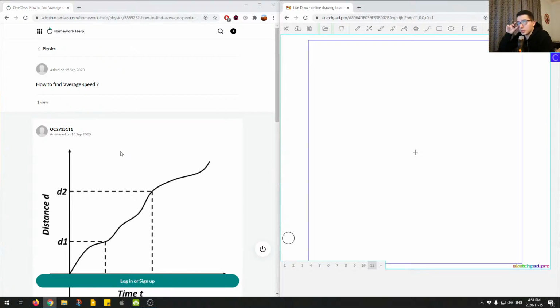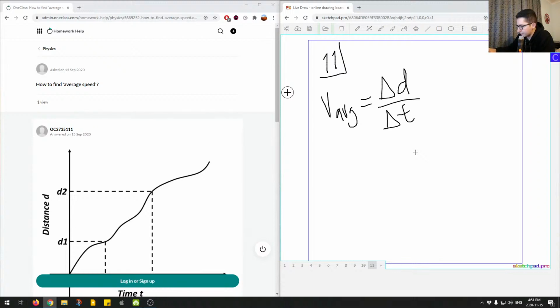Alright, so this question is asking us how to find average speed. Let me just erase that. I'm going to number this as question number 11. Average speed is represented by V average and is equal to change in distance over change in time. One thing to note for average speed is we don't really care about the path that is done.